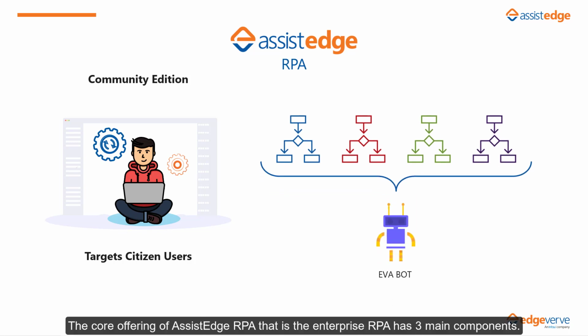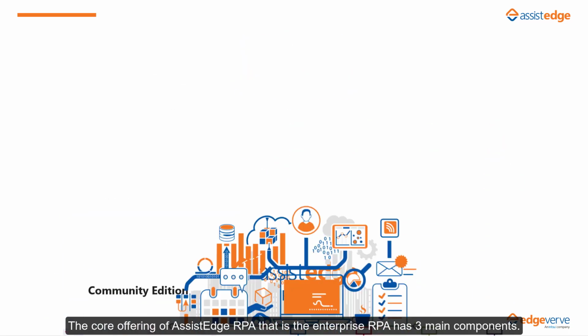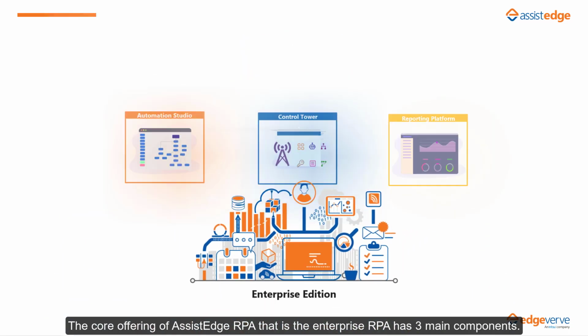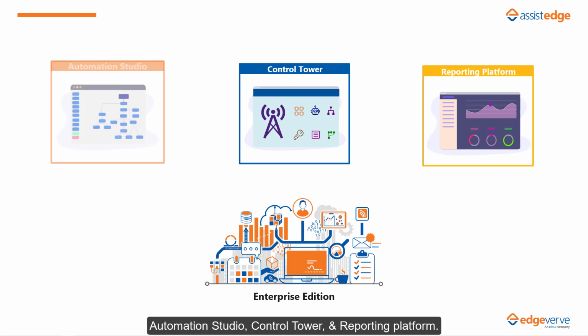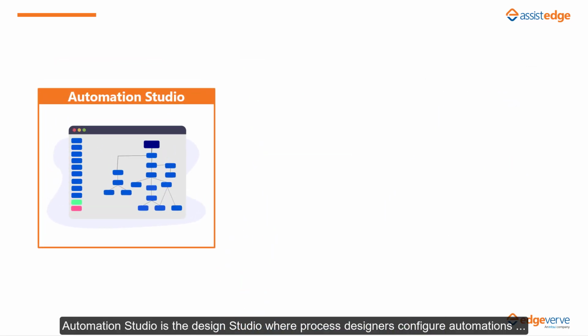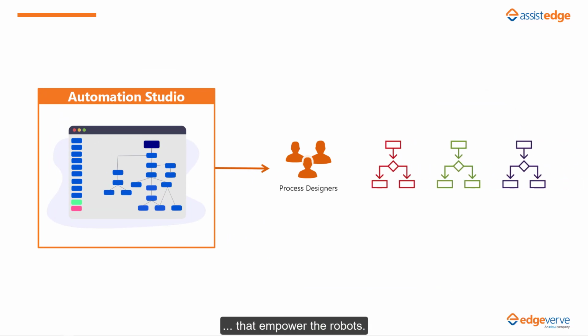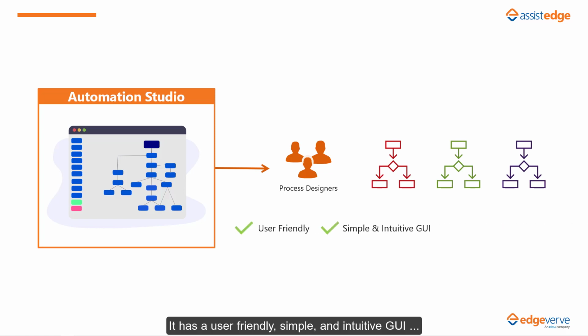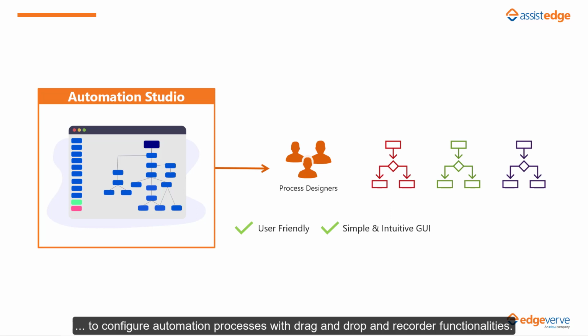The core offering of AssistEdge RPA, that is the Enterprise RPA, has three main components: Automation Studio, Control Tower, and Reporting Platform. Automation Studio is the design studio where process designers configure automations that empower robots. It has a user-friendly, simple, and intuitive GUI to configure automation processes with drag and drop and recorder functionalities.